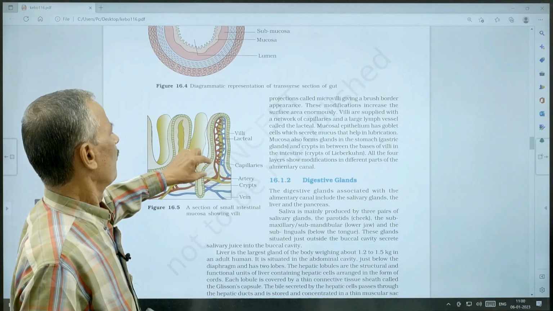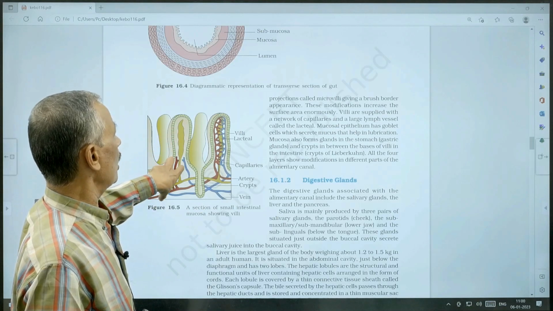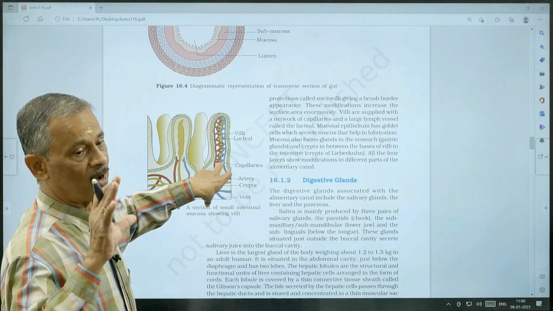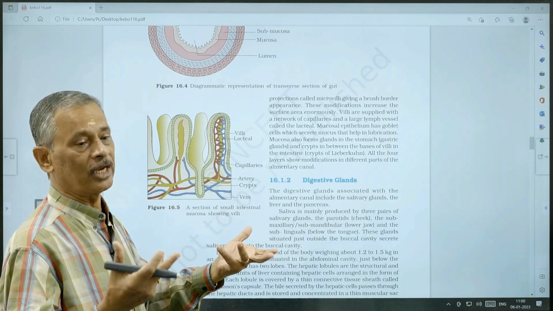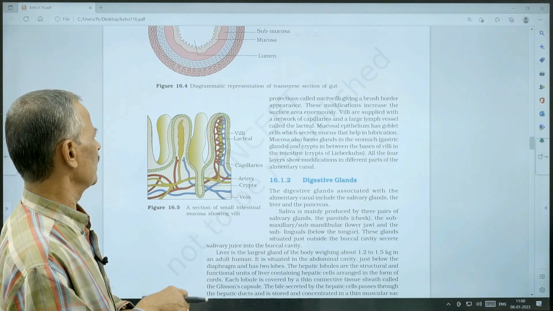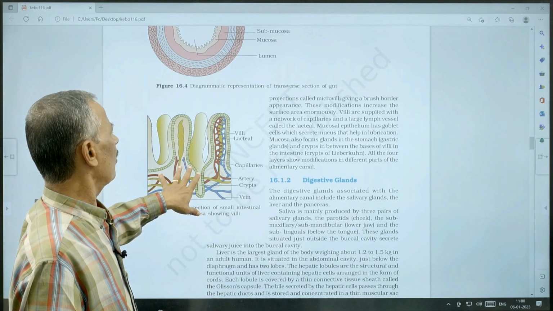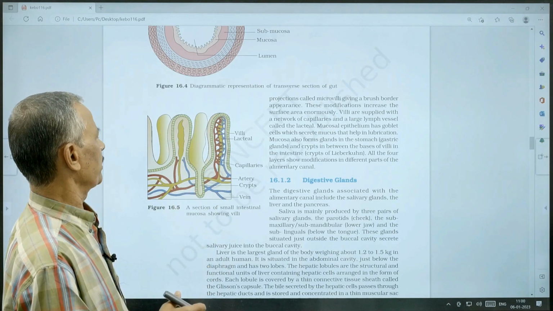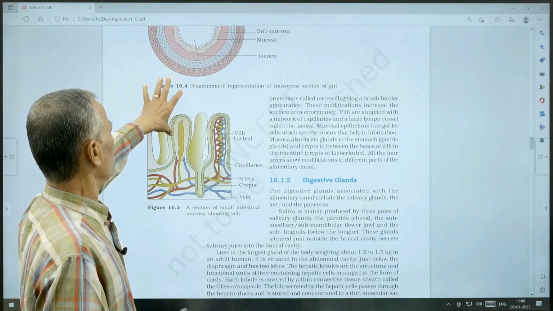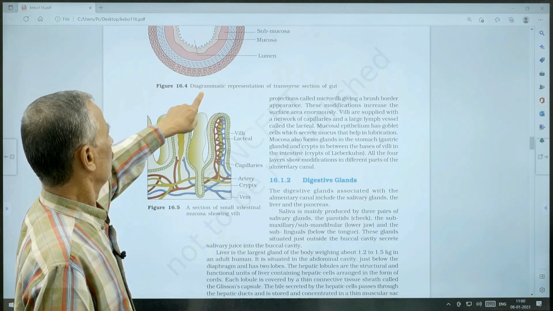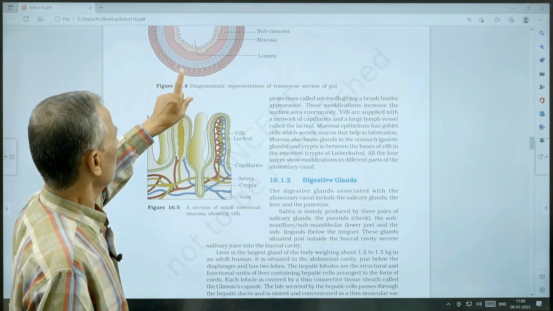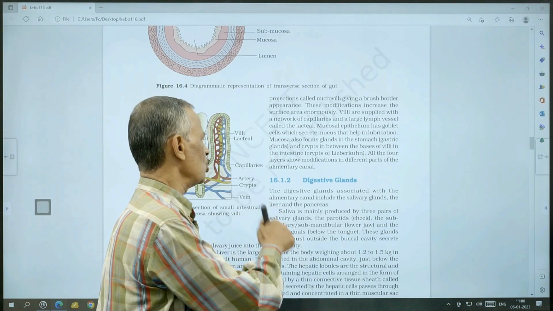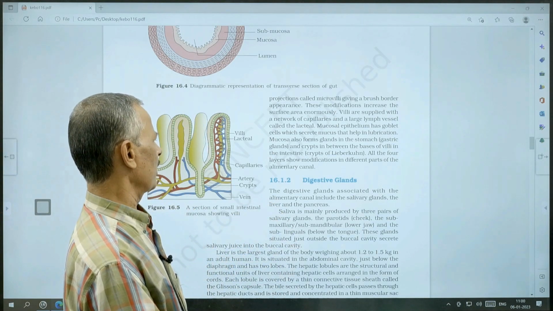In addition to these circular and longitudinal muscles, in some parts, not in every part, you may have oblique muscles also. And all the four layers show modifications in different ways in different parts of the alimentary canal. Anyhow, all parts of the alimentary canal have these four layers: serosa, muscularis, submucosa, and mucosa. Correct? Now coming to the digestive glands, the associated glands.